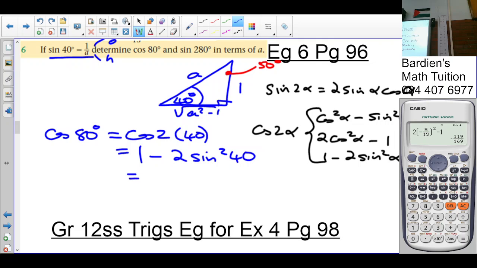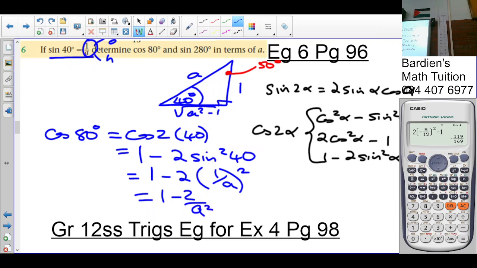So what is sine of 40? 1 over a. All from the diagram. Opposite over hypotenuse. So it is 1 minus 2 times 1 over a squared, which is 1 minus 2 over a squared.